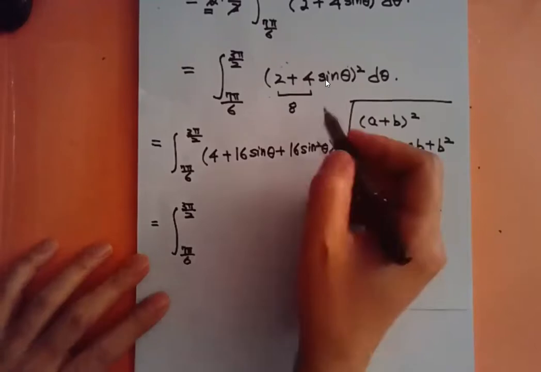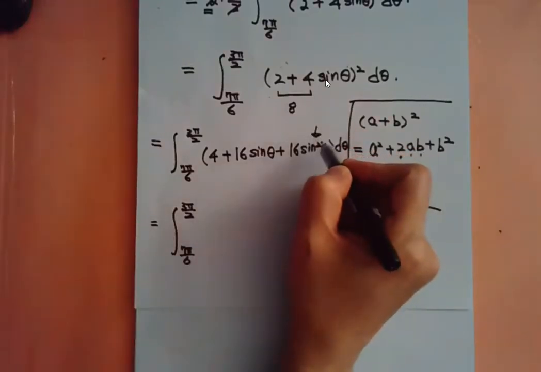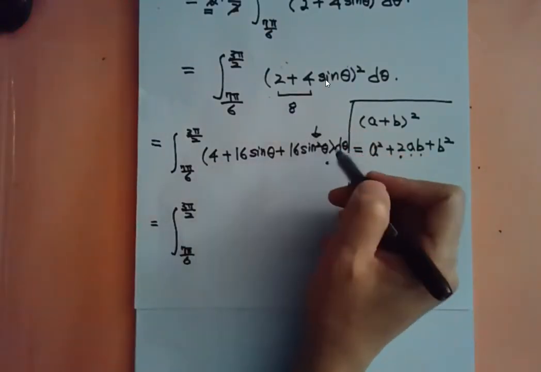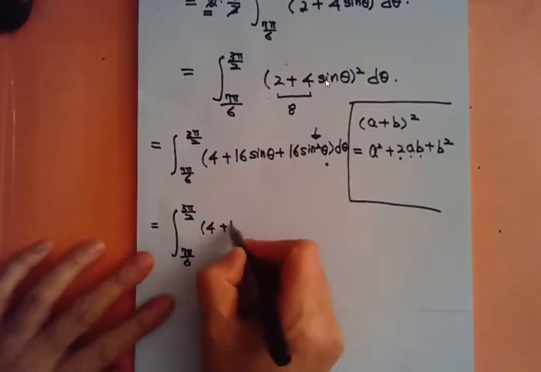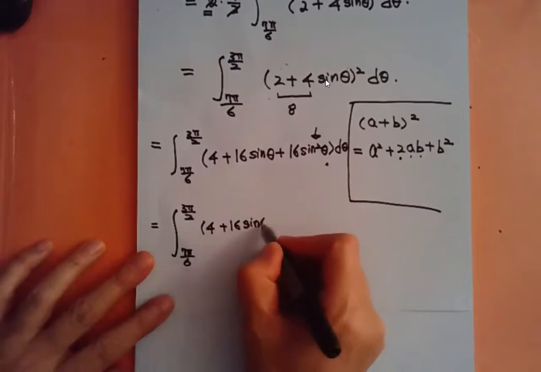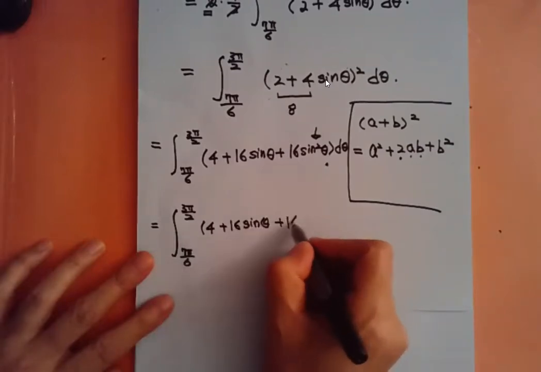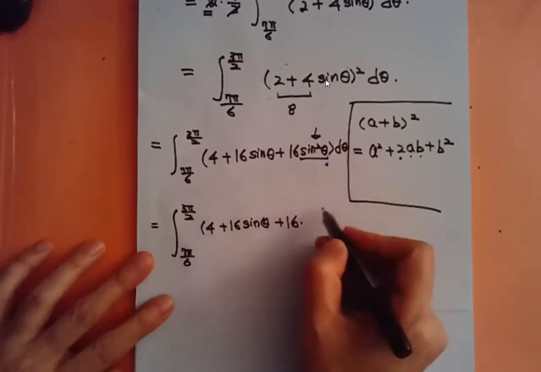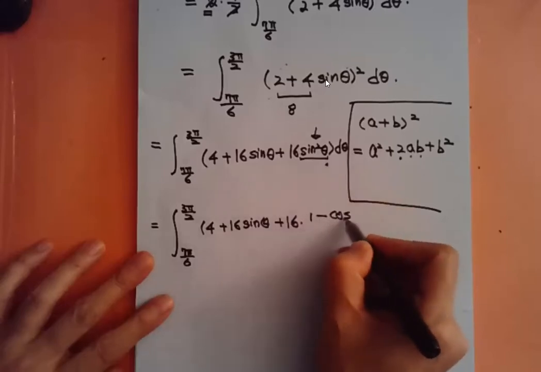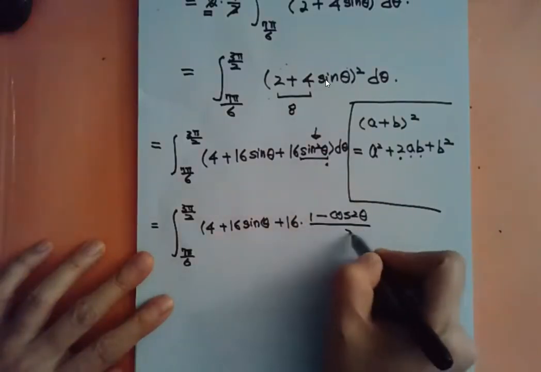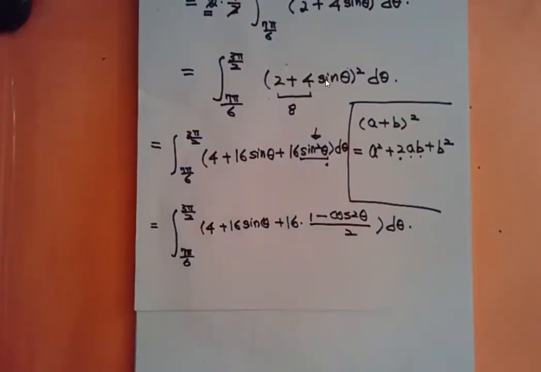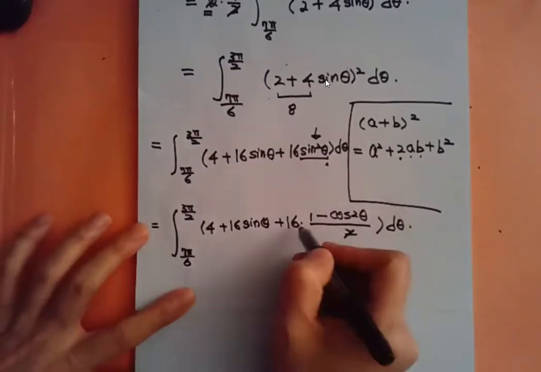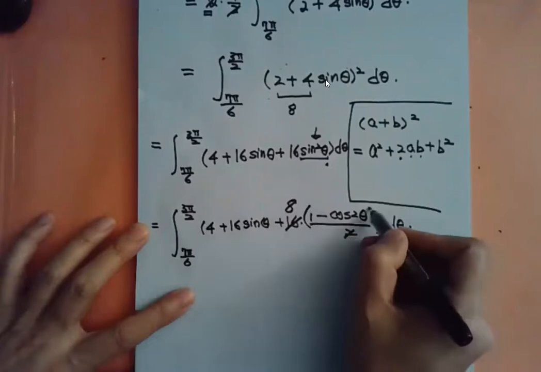And then what we know is we cannot integrate this one directly, so we have to use the half angle formula. So that becomes 4 plus 16 sine of theta plus 16 times sine squared of theta, which is 1 minus cosine of 2 theta over 2, d theta. So this and this will cancel each other.